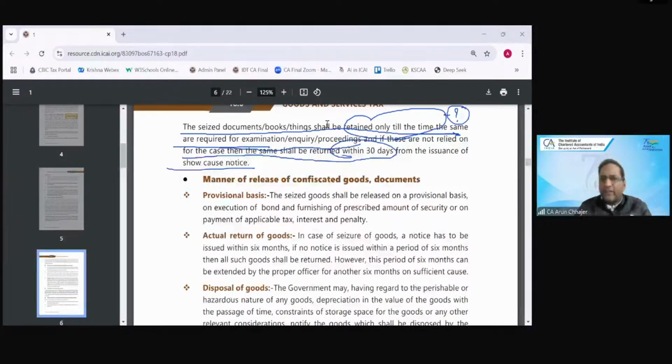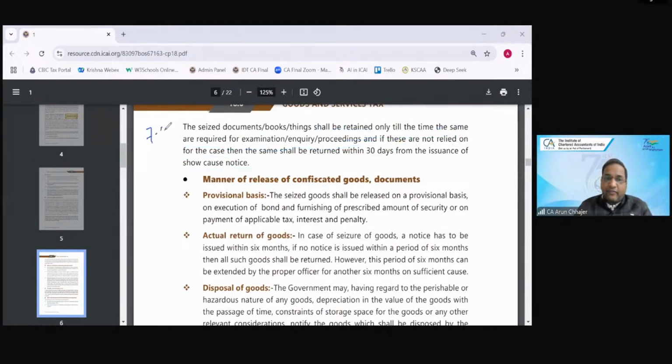Let's take a break of 7-8 minutes. We will resume at 7-5, 8-5. We will resume at 8-5 and we'll continue the balance part of the discussion. Okay. So Manish ji, break start कर दीजिए.